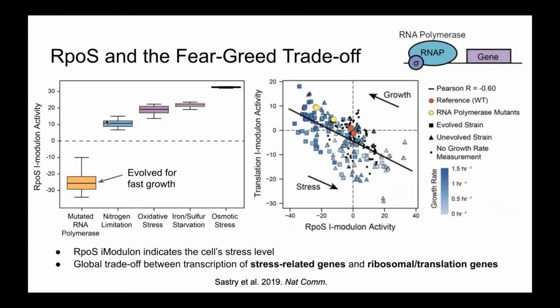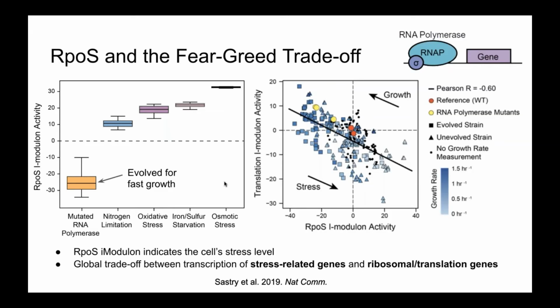So RpoS is a sigma factor. It's part of the RNA polymerase complex, as you can see up here, and it's specific to activating genes that are related to stress response. So the RpoS iModulon indicates the cell's stress level. When you have stressful conditions like these 4 shown here, the RpoS iModulon is upregulated. So all the genes that are regulated by RpoS are upregulated. On the other hand, if we evolve E. coli for fast growth, we end up accumulating mutations in RNA polymerase that downregulate the RpoS iModulon. So all of the genes in the RpoS iModulon have lower expression compared to the wild type.